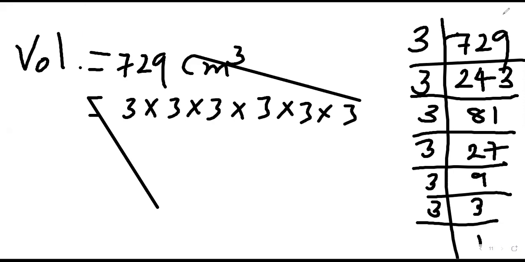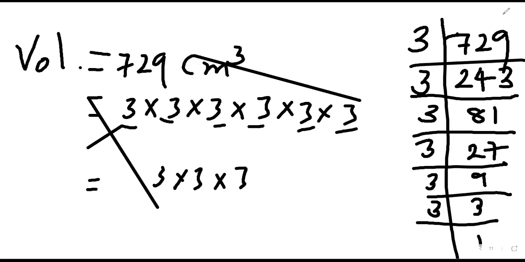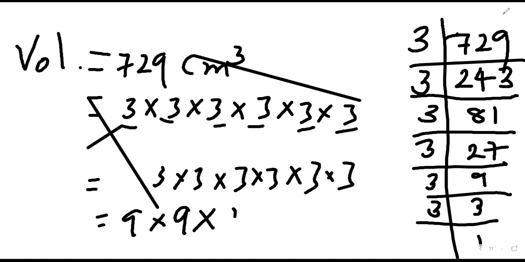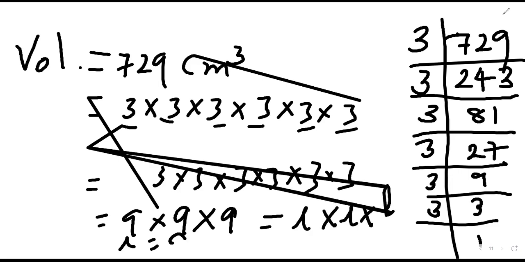Okay, so we pair them up. So we have got 3 into 3, 3 into 3, and 3 into 3, which is 9 into 9 into 9, which is going to be L into L into L. So L is equal to 9 centimeter. Not 18. 9 into 9 into 9 it comes. So it is not 2 times, it is 3 times. So the correct answer is 9.